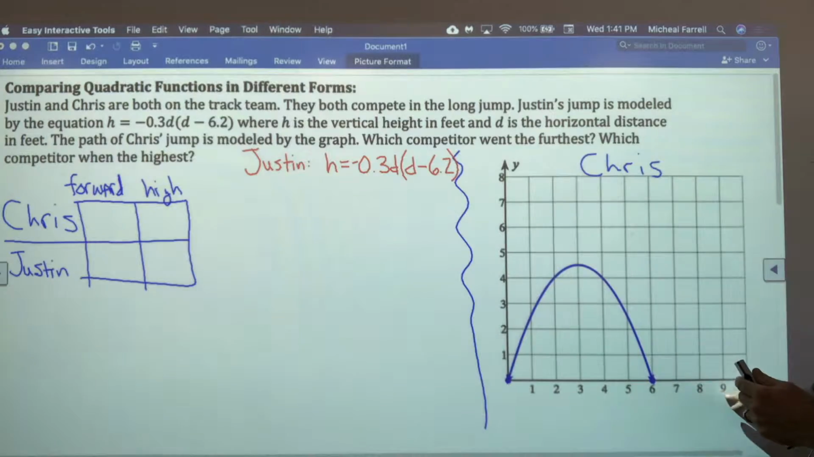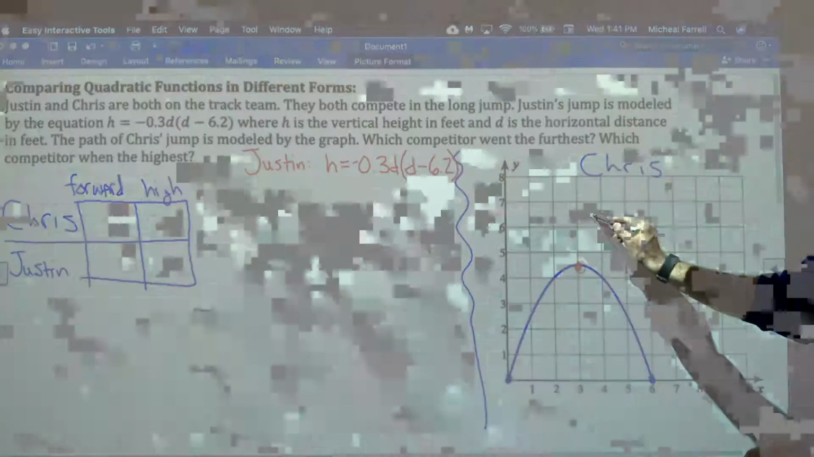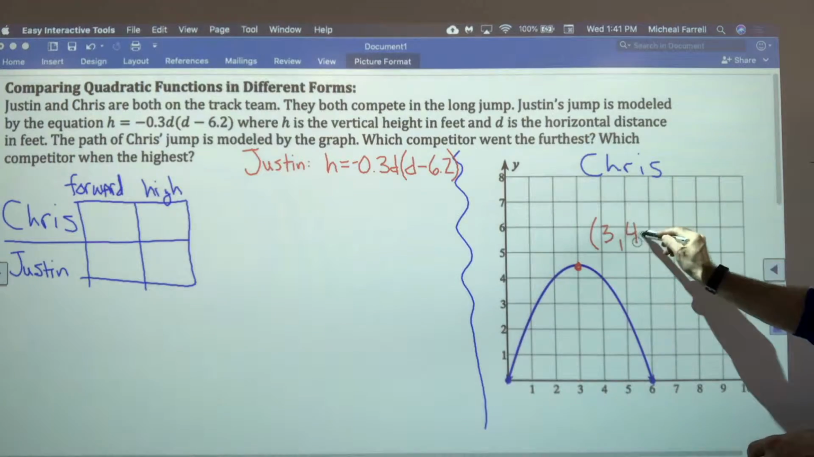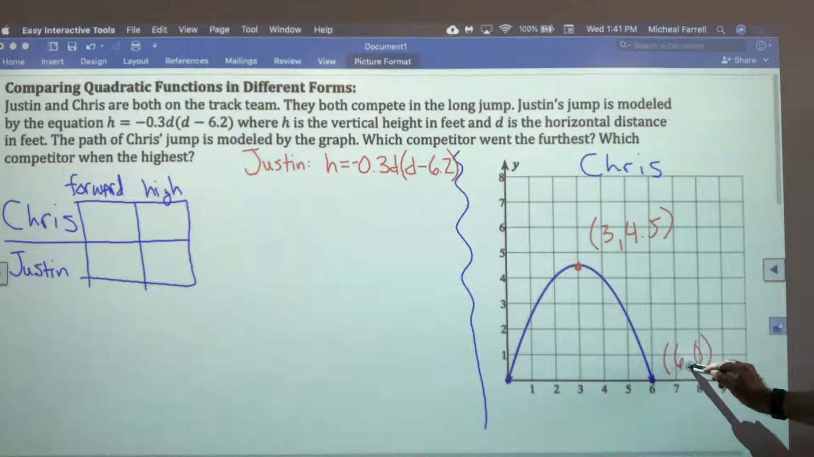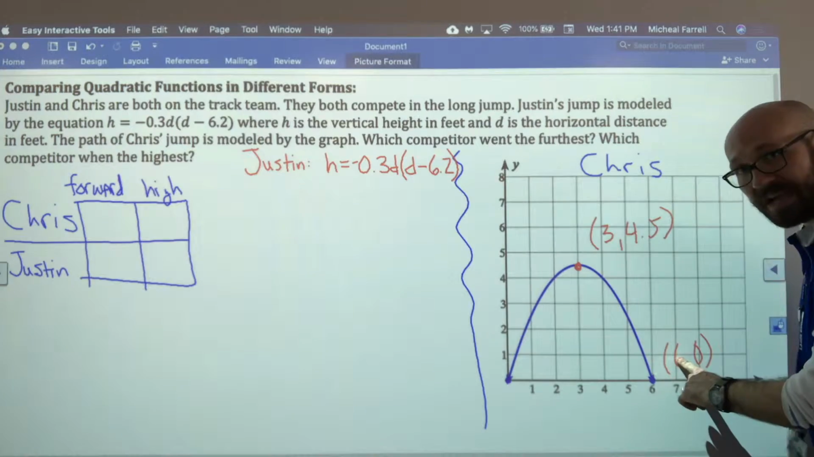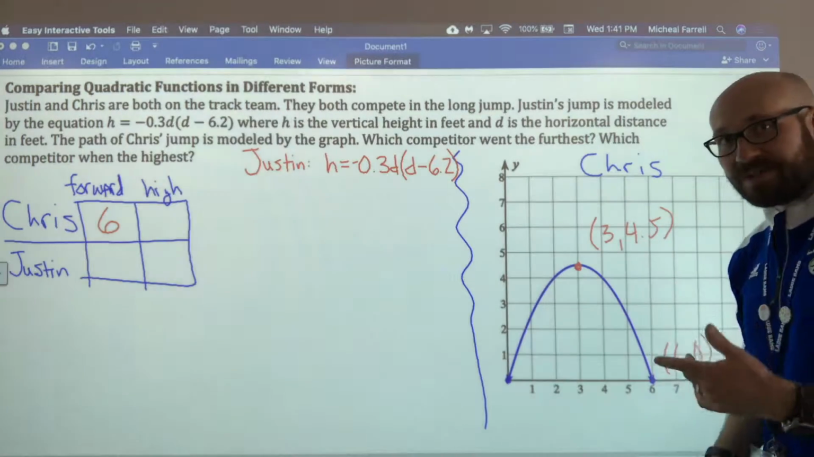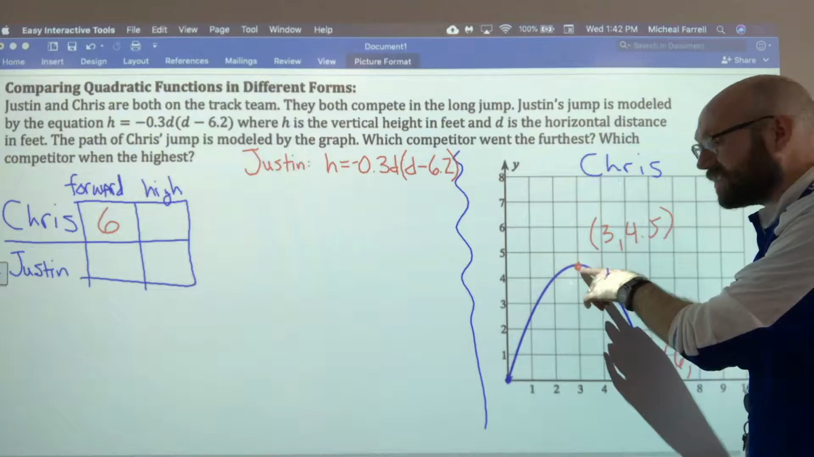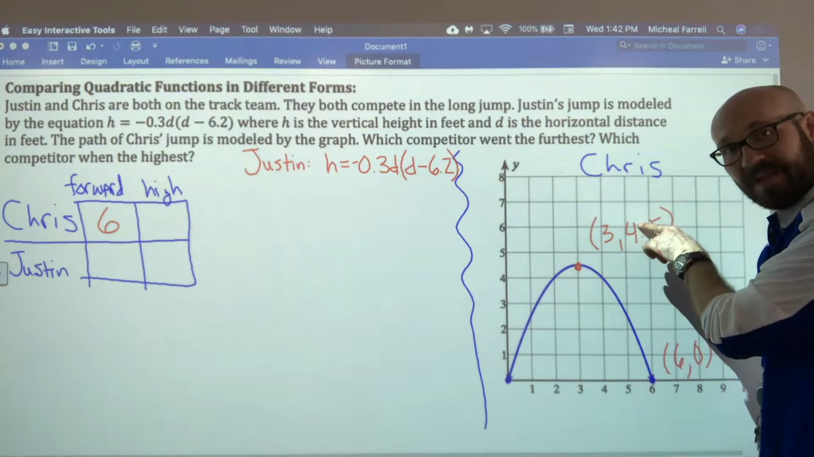The path of Chris's jump is modeled by the graph, and the x-intercept is at 6. So that means he went forward 6 feet, it looks like. And then if we look at the y-axis, the vertex, we can identify that at being at this location. The vertex is at (3, 4.5). X-intercept at (6, 0). So we have to look at the correct values. If I want to know how far forward Chris went, I'm going to look at the x value since that represents how far forward he went. So let's put that down in our table. The vertex is the highest point of a parabola. So that means Chris's highest point happened when he was 3 feet away, but the actual height was 4.5 feet above the ground.